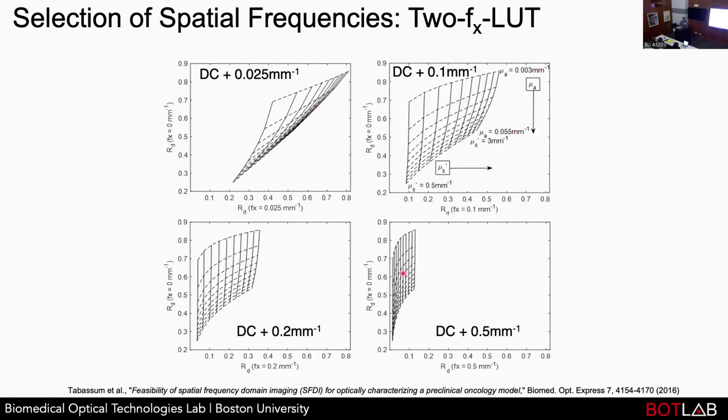And if you go too high, DC plus 0.5, this becomes challenging again too, because you're compressed all the way to one side of the dynamic range here. Diffuse reflectance just falls off with spatial frequency. It's a really difficult practical measurement to take, because for a given change in optical properties, it's going to perturb our DC very little.